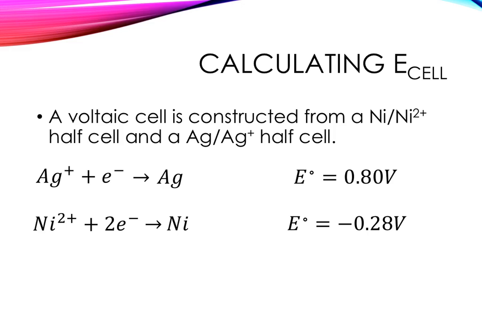But the nickel half reaction actually has a negative reduction potential, so it's more likely to undergo oxidation. So what do we have to do? Flip it and change the sign. Okay, so we'll do just that.